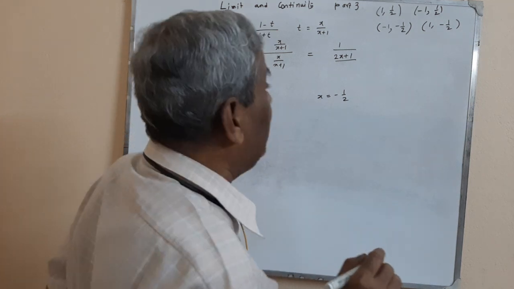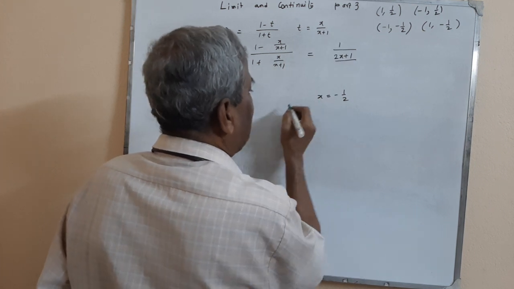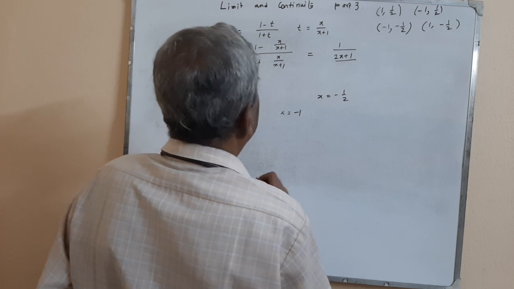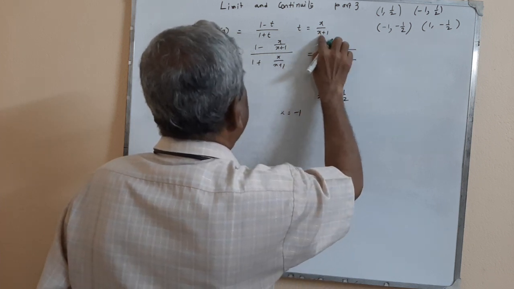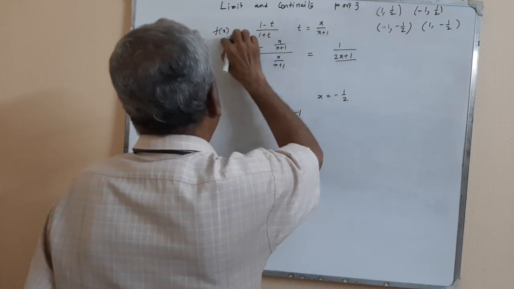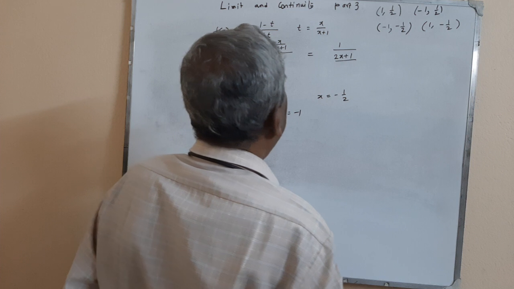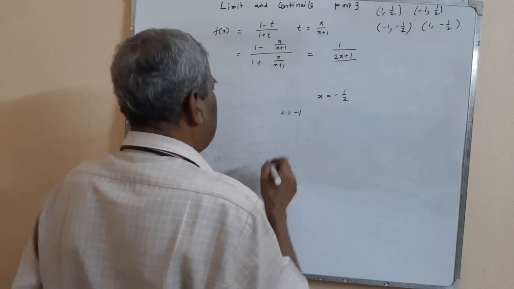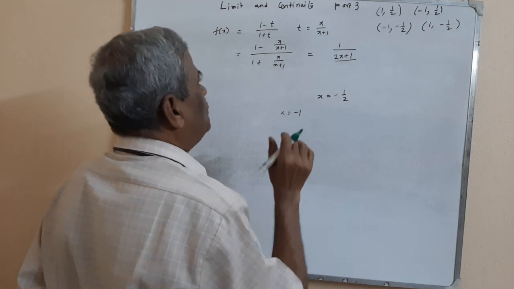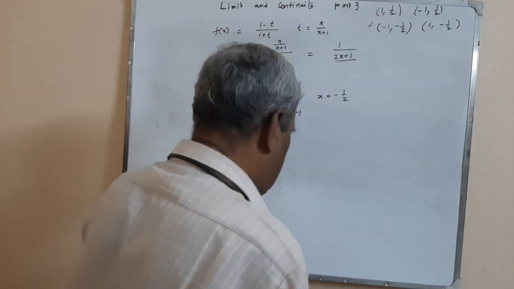Again, very important thing, you see t is undefined at x is equal to minus 1. t is undefined at x is equal to minus 1. So if t is not defined, the function is not defined. So the points of discontinuity of the function are x is equal to minus 1 and minus half, at these 2 points. Minus 1, minus half. So this is the correct option.